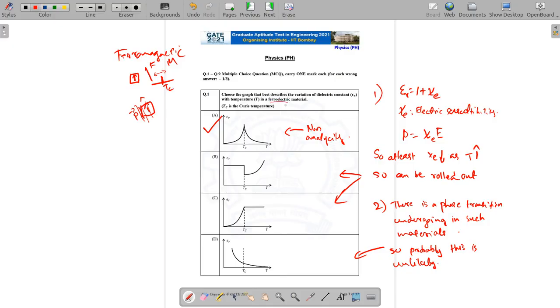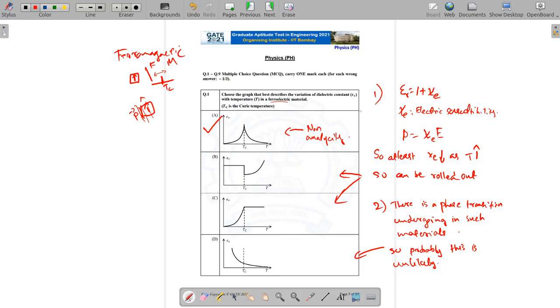These are not very common because it's not easy to sustain polarization in the material. These are at least not a very common kind of material. So the question is, if you change temperature, what is the dependence of epsilon r, the relative dielectric constant or relative permittivity?